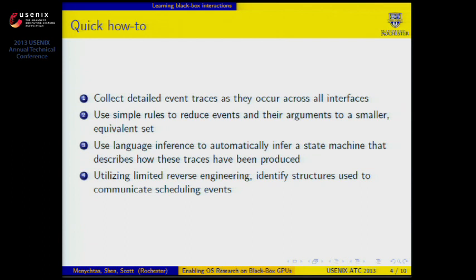Having these detailed event traces, we're going next to simplify them. We're going to map them to a smaller equivalent set such that we don't have to apply our inference on a very large number of symbols. We will be using language inference as a technique that will allow us to automatically infer the state machine that governs how these traces must have been produced. And having the state machine, we're going to apply some limited reverse engineering techniques in order to identify the structures and events that are actually used to pass scheduling-related requests to the system.